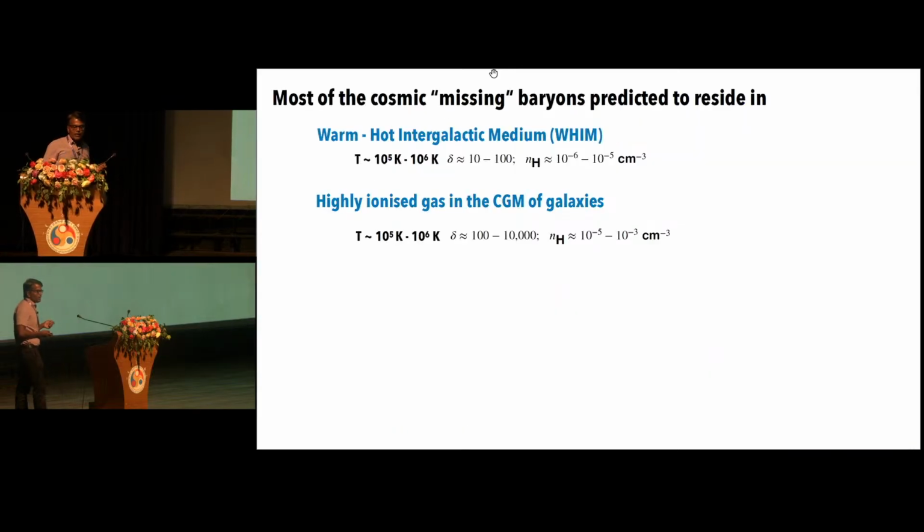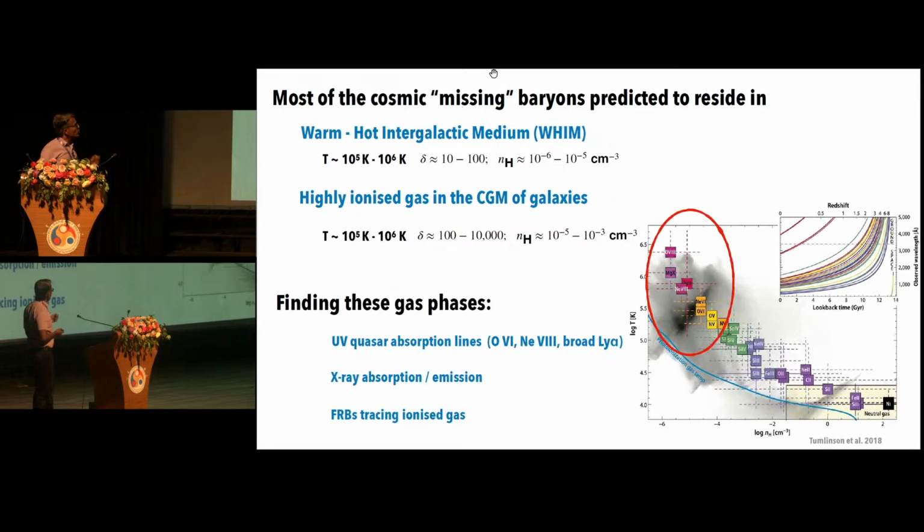So these are the typical densities and temperatures where you expect the WHIM, the warm hot intergalactic medium, and the hot gases surrounding galaxies. And so how does one go about finding them? At these temperatures of 100,000 to 10 million Kelvin, most of the hydrogen is collisionally ionized. So one cannot use atomic hydrogen as a tracer of this warm hot phase. One has to rely on highly ionized metals.